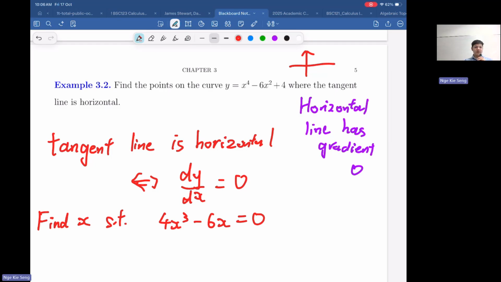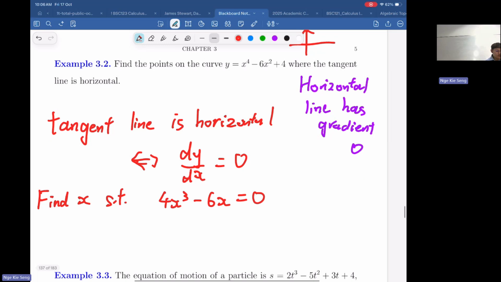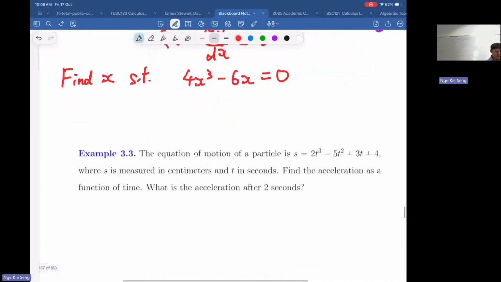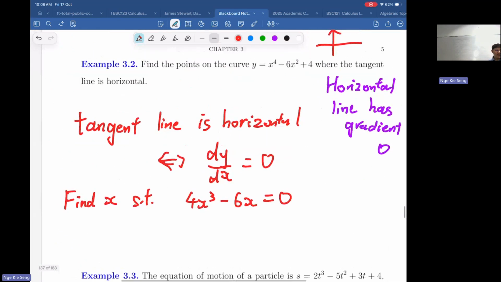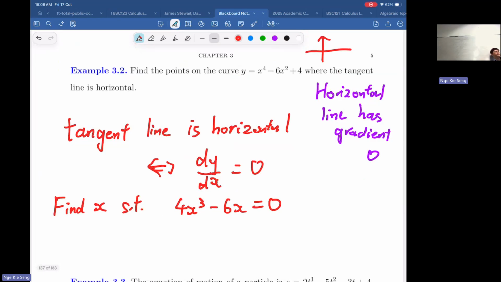So now we will just discuss the general strategy to solve it. Everyone happy or not? Question 3.2, you know how to continue from here? Can you just find the root for this function here? After you find the x, you should find your y as well, because they are asking for the point on the curve. So you need the xy coordinate.